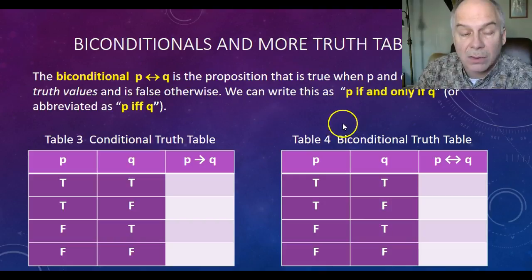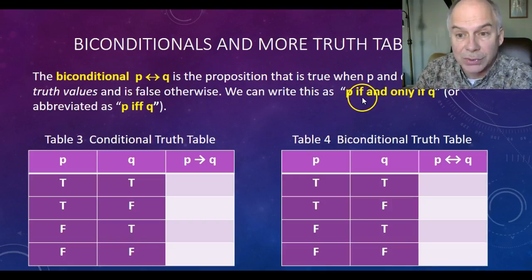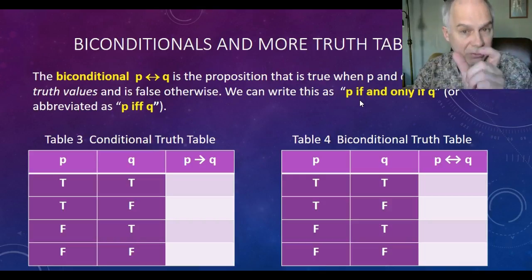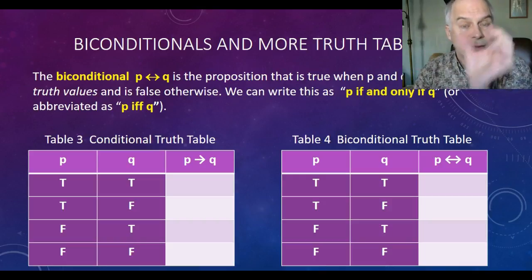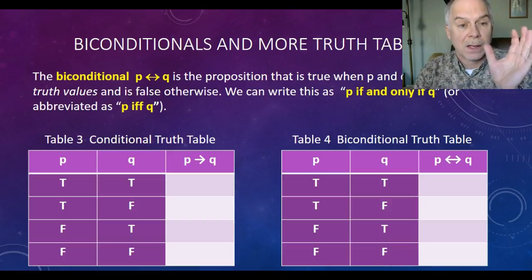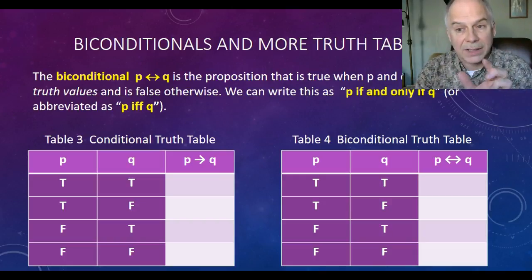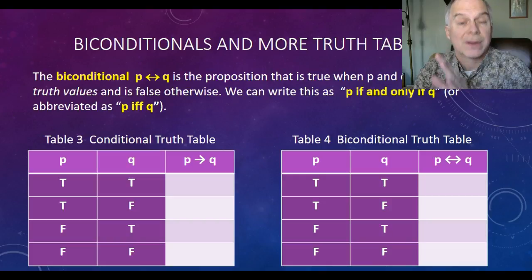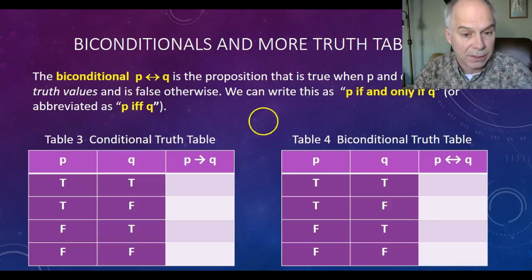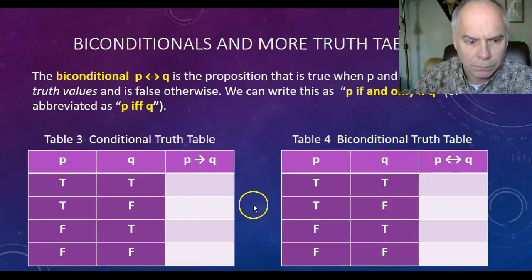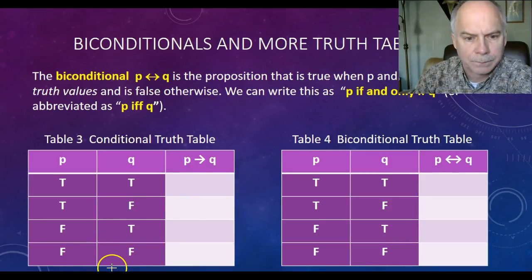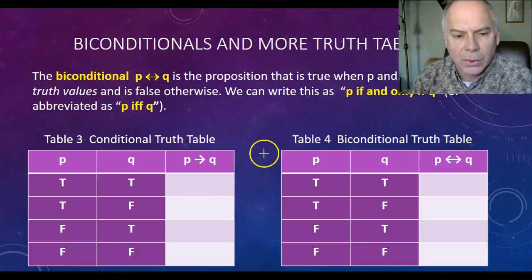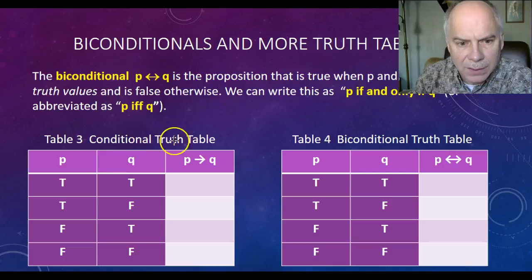Okay. Now we can write it in English words using the phrase if and only if. So if you see P if and only if Q, or it's abbreviated P iff Q, that's really called the biconditional. Now why is it called a biconditional? Because it's basically saying if P is true, then Q is going to be true, or the other way around. If Q is true, then P is true. All right, so now we're going to look at filling in this conditional truth table.